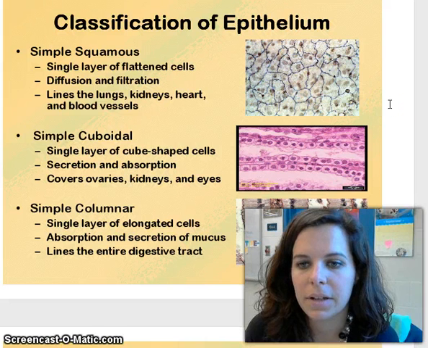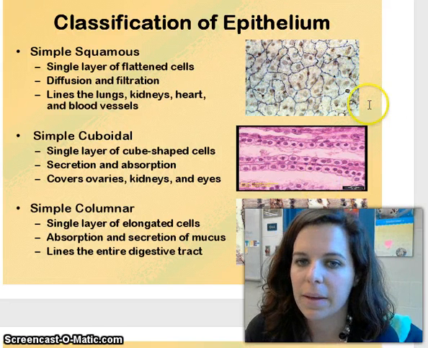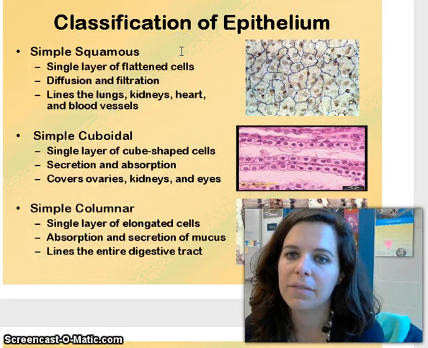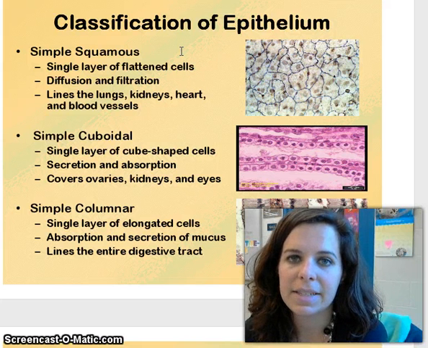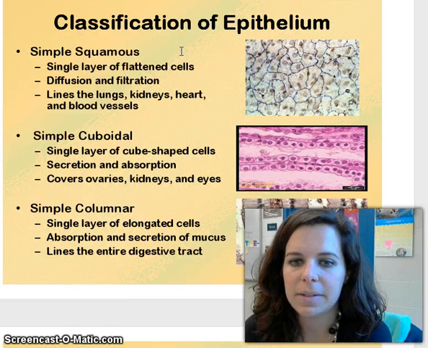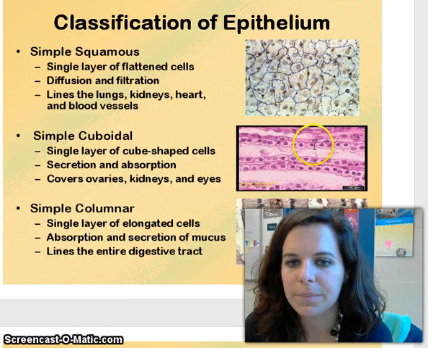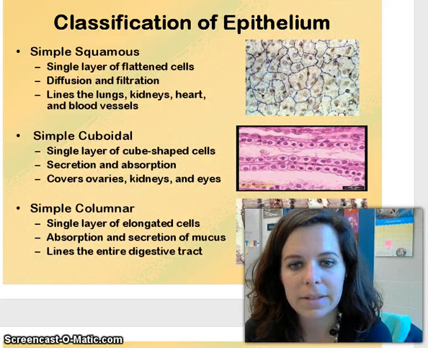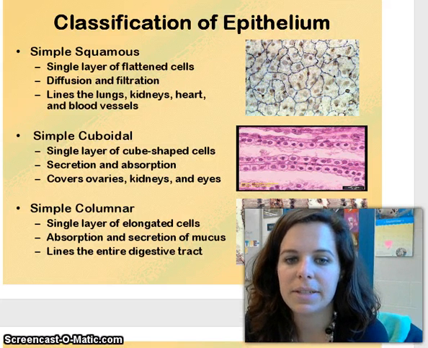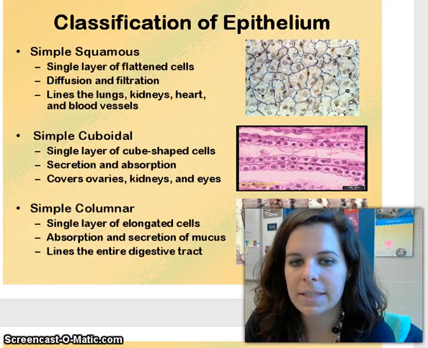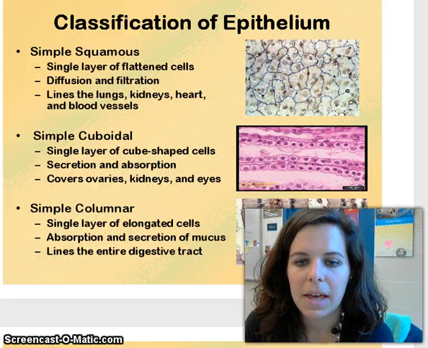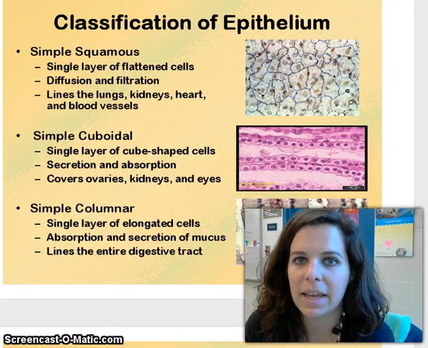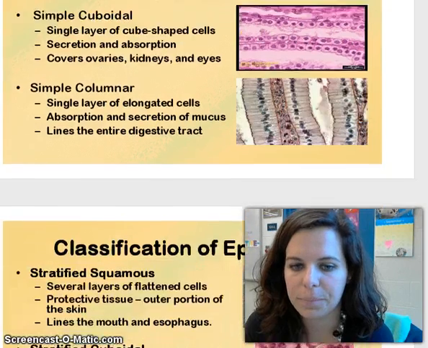So here's some different simple epitheliums. We have simple squamous. That's a single layer of flattened cells. That functions for both diffusion and filtration, and it lines the lungs, kidneys, heart, and the blood vessels. Simple cuboidal is a picture here. Is a single layer of cube-shaped cells, and that functions for secretion and absorption, which covers the ovaries, the kidneys, and the eyes. And then simple columnar, you can see here the columns that go horizontally, and those function in the absorption and secretion of mucus, and they line the digestive tract all the way through.